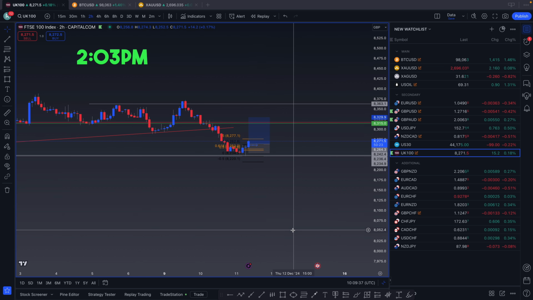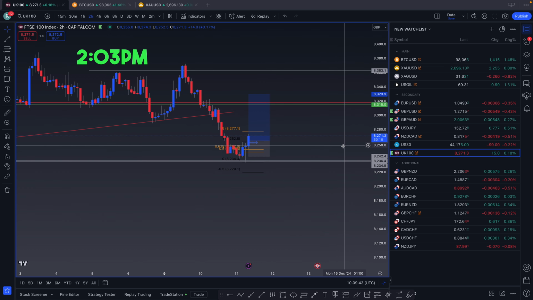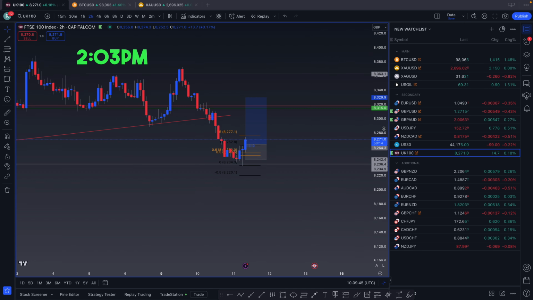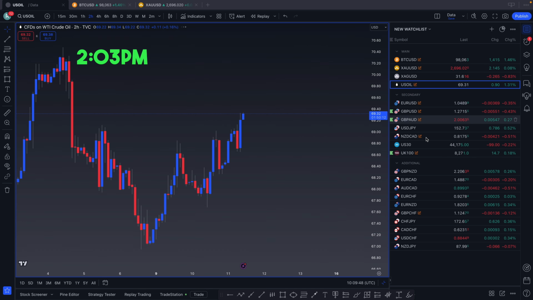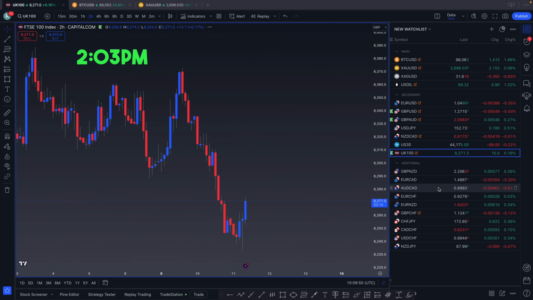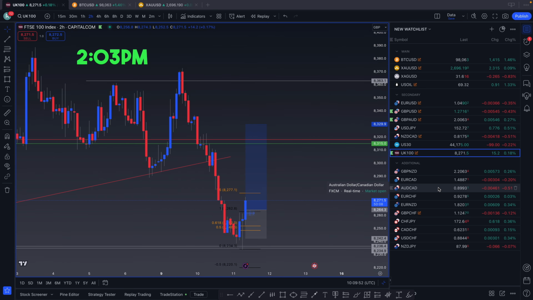I understand that the quality of that trade is not that high. However, I am still willing to risk my money for it, and therefore this is what I am going to do right now. So we have US oil and we have UK 100. Let's see how those trades go.